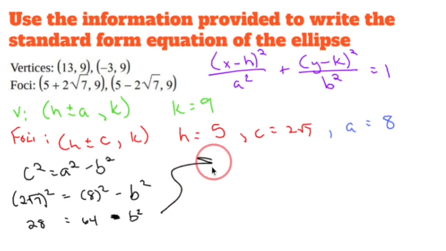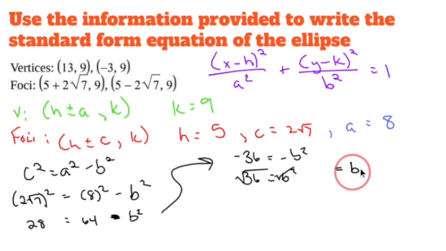28 equals 64 minus b squared. Move that up here. Subtract 64 from both sides, and that gives us negative 36 equals negative b squared. Make them both positive. 36 equals b squared, which implies that if I square root everything, b is 6. So now I have everything that I need to plug this in here and make myself happy.